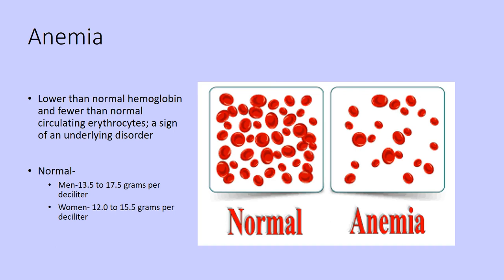So with anemia, it's lower than normal hemoglobin and fewer than normal circulating erythrocytes. It's a sign of an underlying disorder. Normal for men is going to be 13.5 to 17.5 grams per deciliter, and for women it's going to be 12.0 to 15.5 grams per deciliter. In the hospital setting, we're looking more at the sevens, eights, and nines before we actually transfuse. Anything higher than that, it's probably going to be more diet related and probably can actually resolve itself.